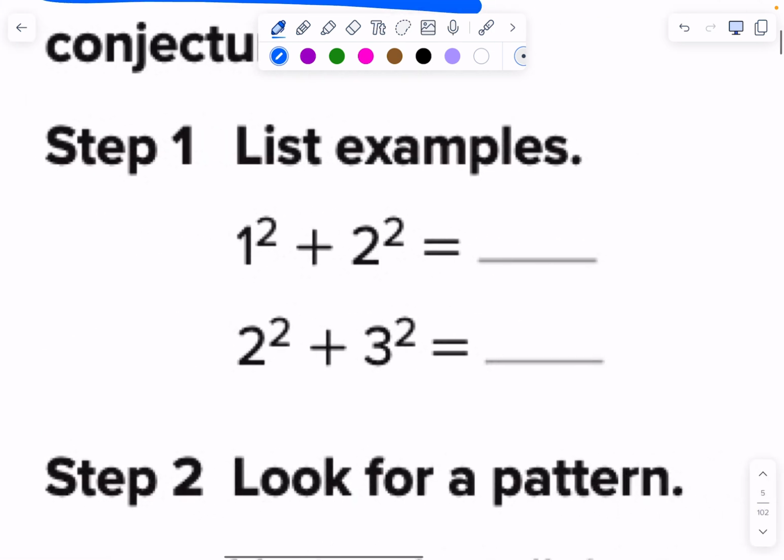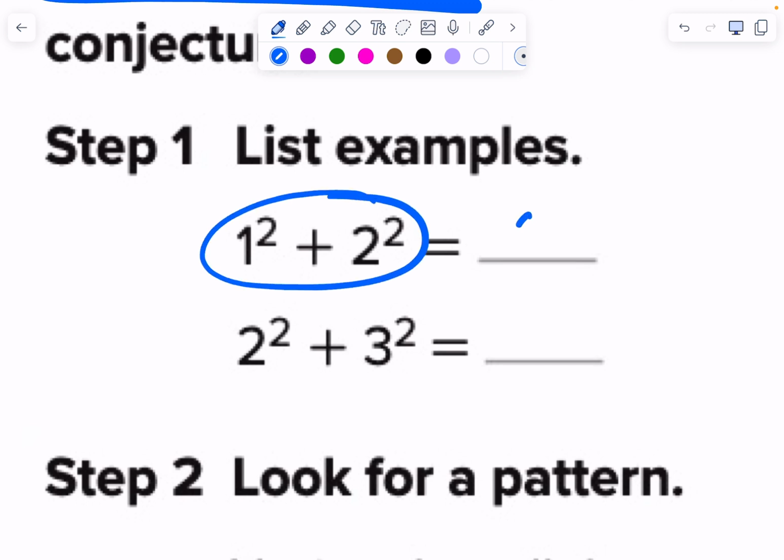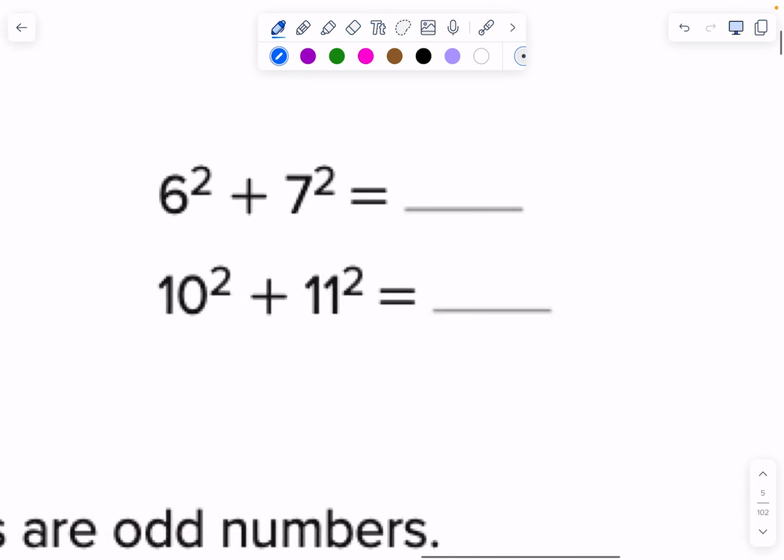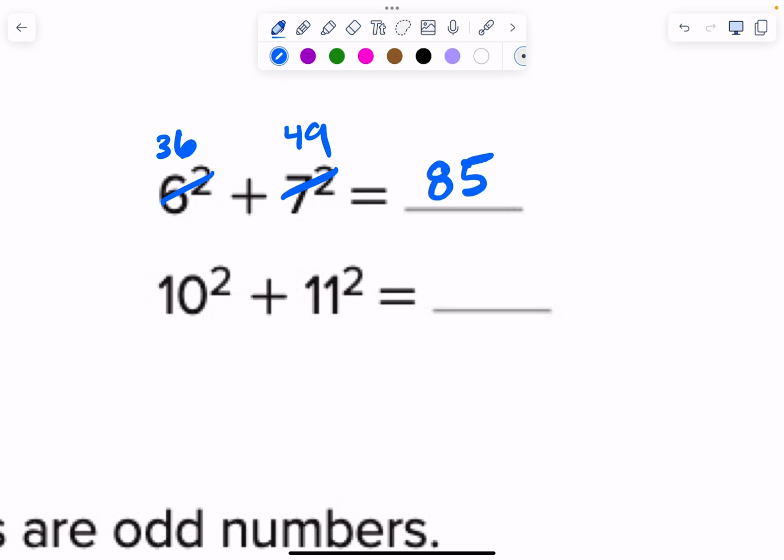1 and 2 are consecutive, but if we square them, this gives me 5. What does this give me? 4 plus 9 is 13. 6 squared is 36. 7 squared is 49. That is 85. 10 squared is 100, 11 squared is 121, so that is 221.